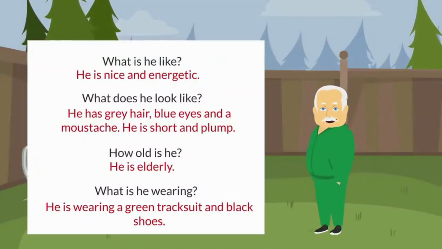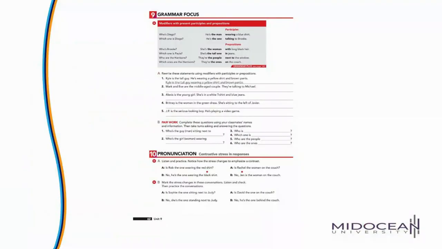What is he like? He is nice and energetic. What does he look like? He has gray hair, blue eyes and a mustache. He is short and plump. How old is he? He is elderly. What is he wearing? He is wearing a green tracksuit and black shoes.